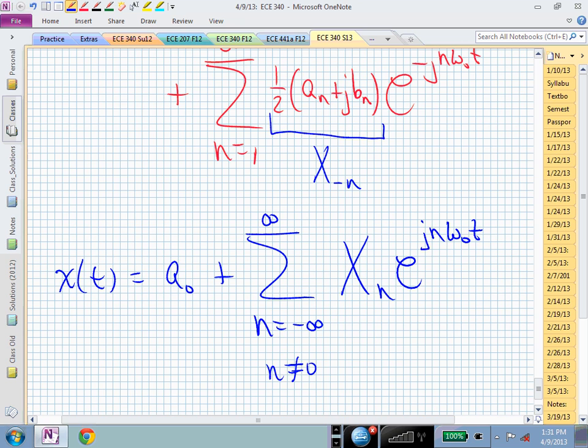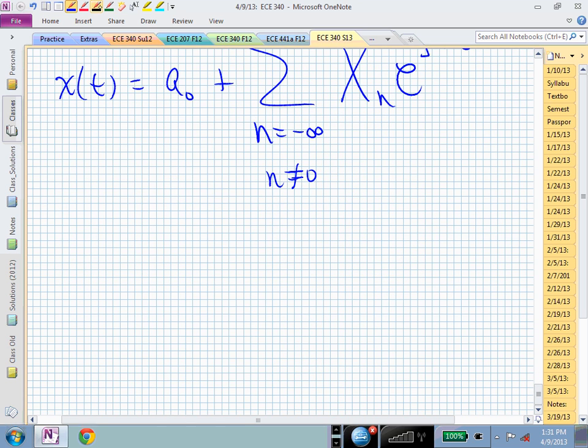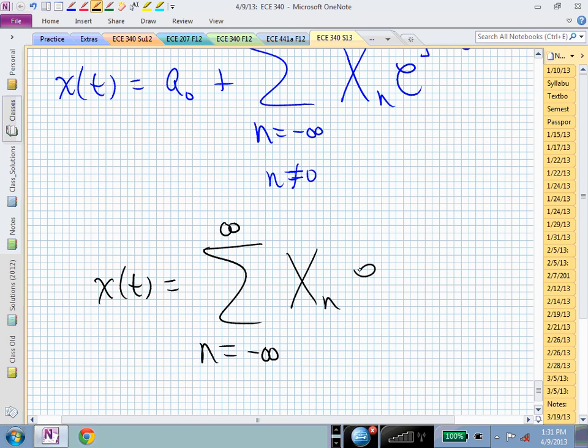But if I now say, what about n equals 0? What if I just define that to be capital X sub 0? Then I can pull this little a in, and I can erase that n not equal to 0, and I have a cleaner expression for the complex exponential Fourier series. Meaning now I can write this little x of t as this sum from n equal minus infinity to infinity, capital X sub n e to the j n omega naught t.